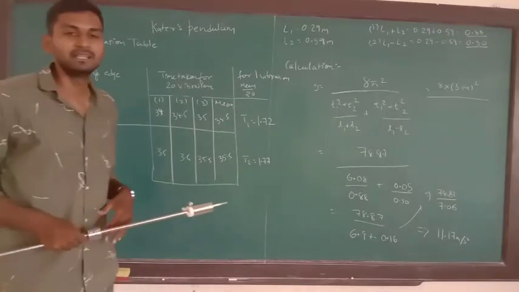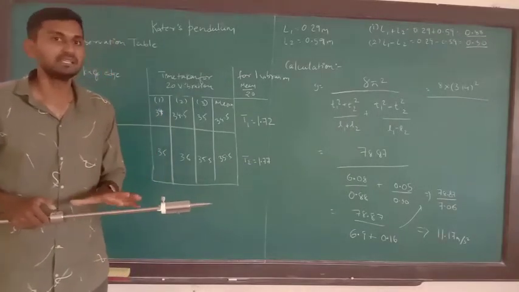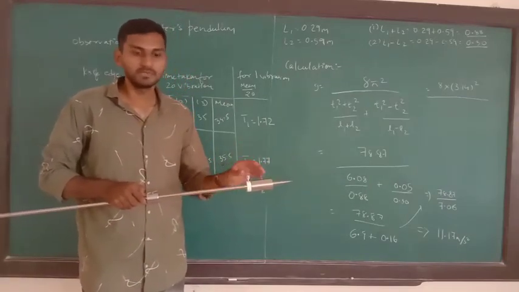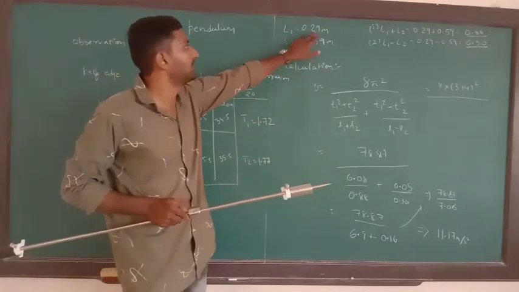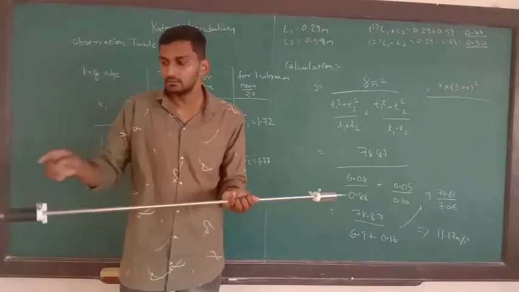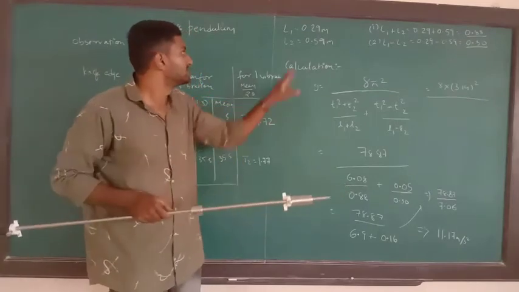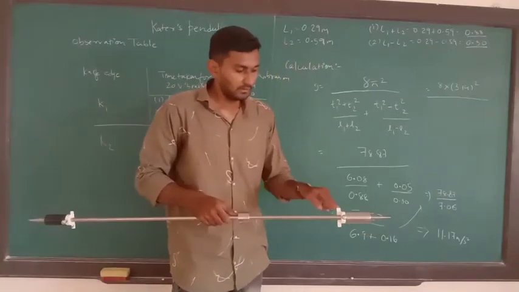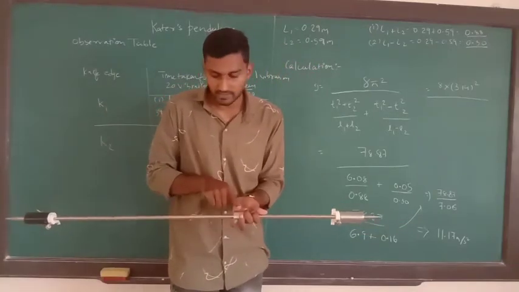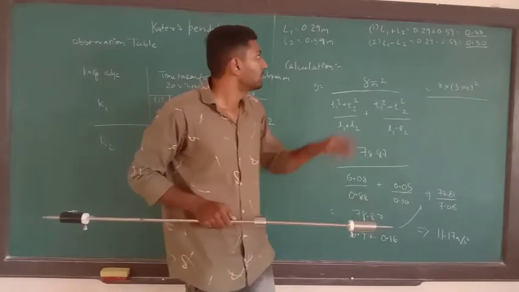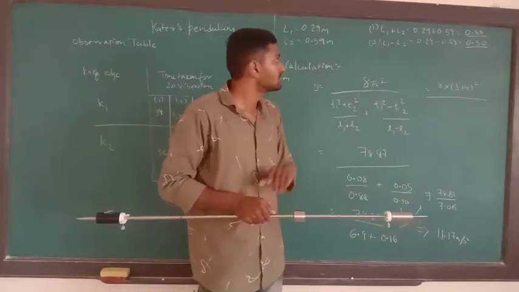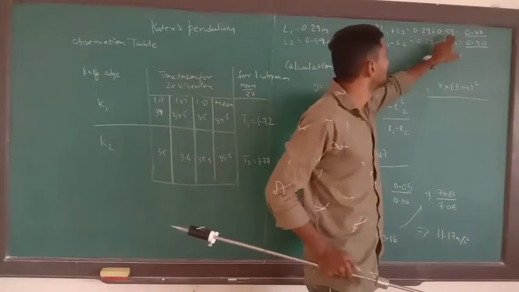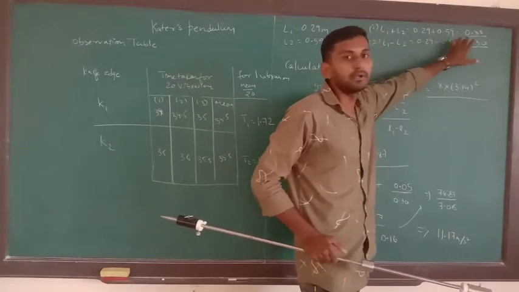Good morning students. In the next practical, we have measured the length. The length from the steel object to the center is 0.29 meter, and the length from the center to the edge of a wooden object is 0.59 meter. Now what do we have to do? We have to calculate L1. This is L1, from here to here. This is L2. So we will calculate L1 plus L2, which means 0.29 plus 0.59, which results in 0.88.